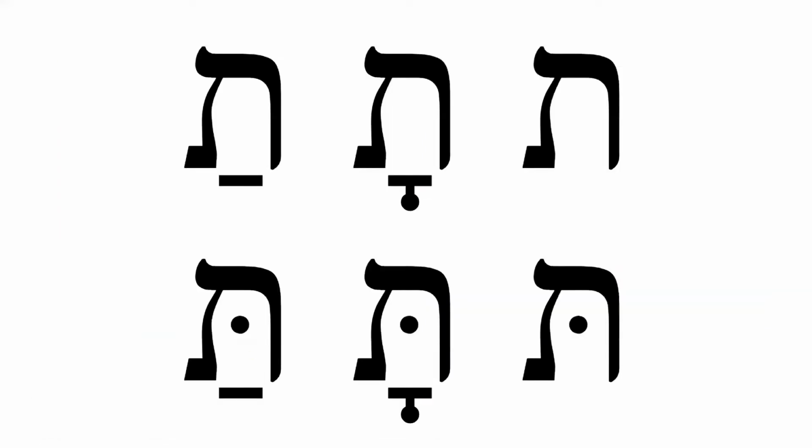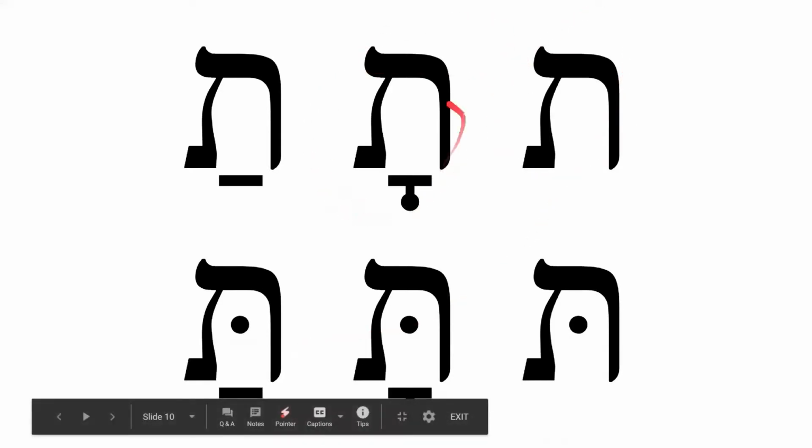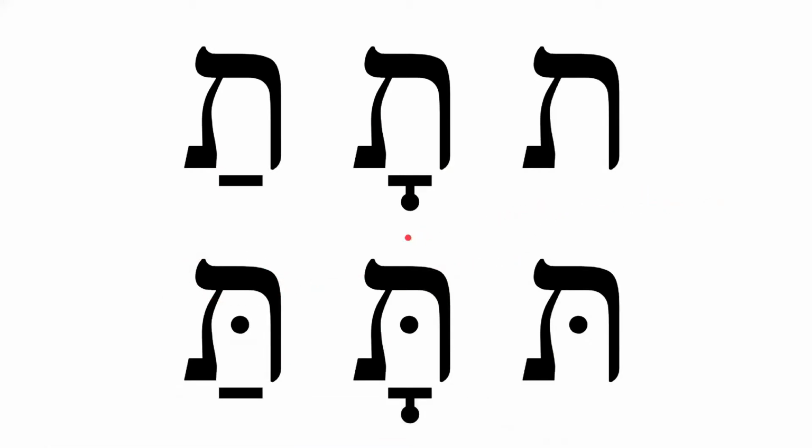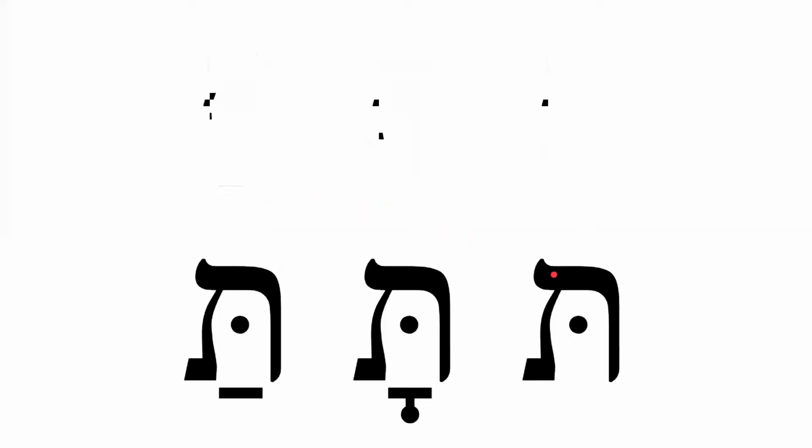I want you to try reading this slide. So we have t, ta, ta, t, ta, ta. Try this slide. So we have ta, ta, ta, t, ta, t.